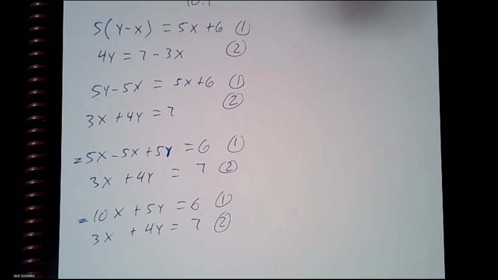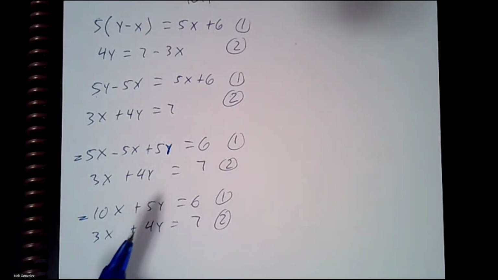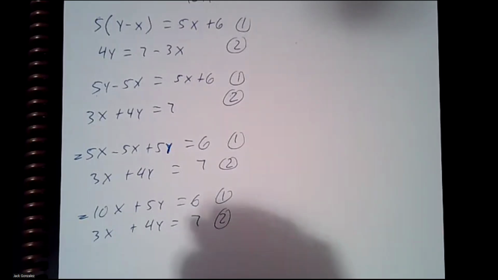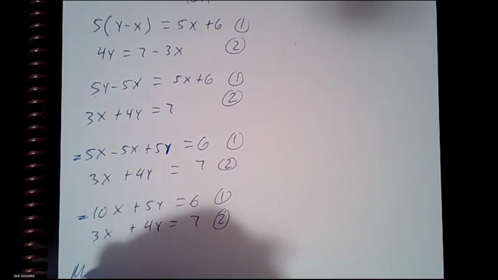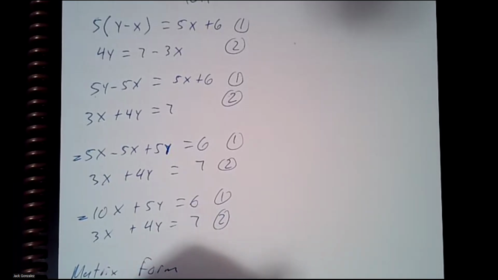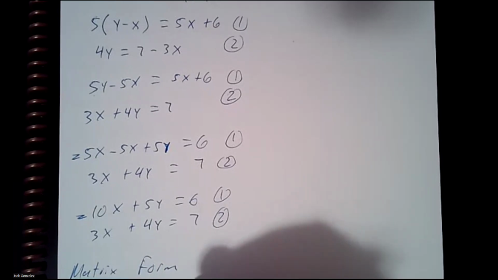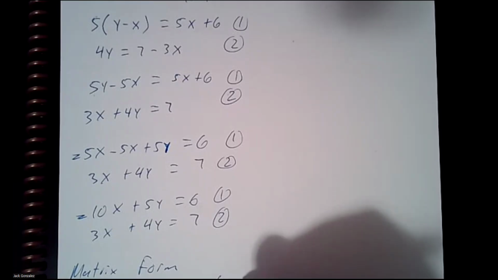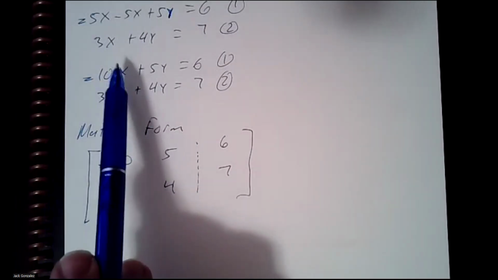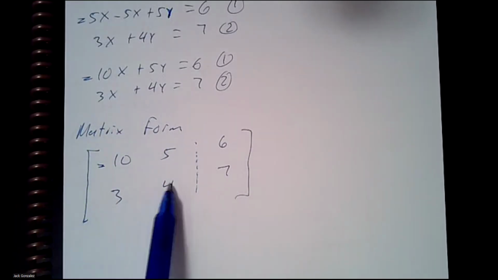Okay, so what the homework wants is to get it in this form, or set it up first, and then get it into matrix form. So matrix form would be -10, 5, 3, 4, 6, 7. There we go. So the -10, 5, and 6, 3, 4, 7. Does everyone see where these numbers are coming from?